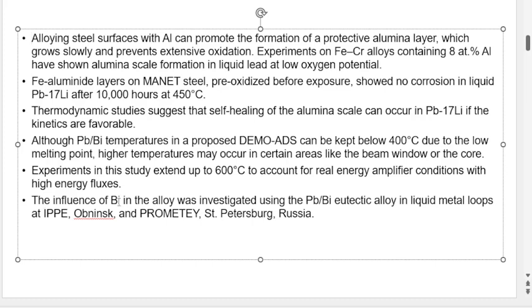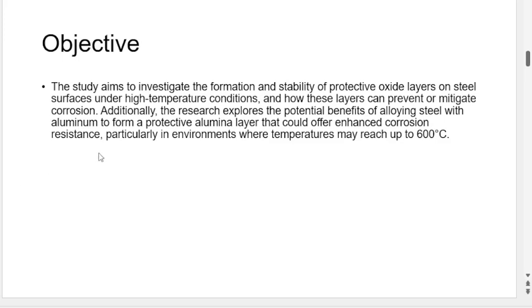The influence of bismuth in the alloy was investigated using PbBi alloy, in liquid metal loops in Obninsk, Russia. The objective of this study is to investigate the formation and stability of protective oxide layers on steel surfaces under high temperature conditions and how these layers can prevent or mitigate corrosion. Additionally, the research explores the potential benefits of alloying steel with aluminum to form a protective alumina layer that could enhance corrosion resistance, as we know before that it grows slowly.